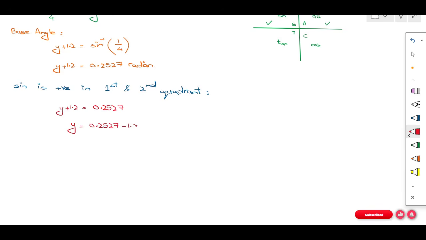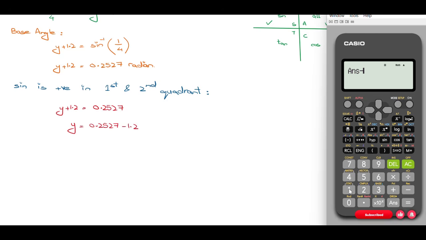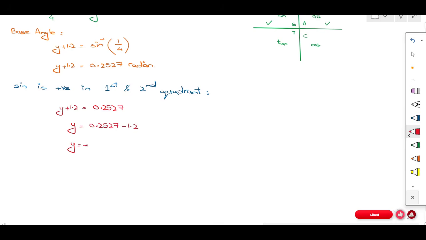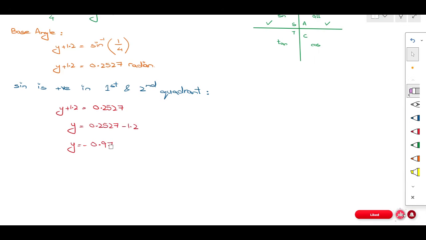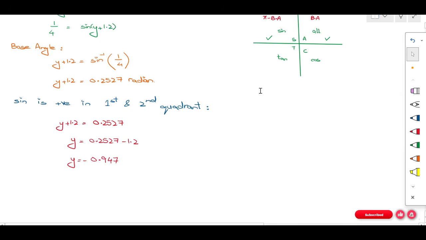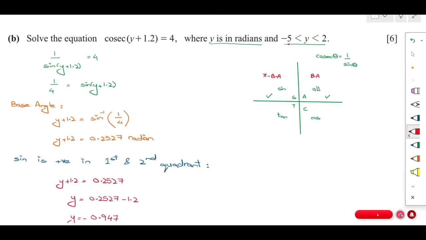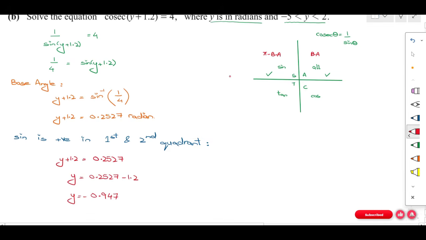0.2527 minus 1.2. Okay, let me solve this. Minus 1.2, this would be negative 0.97. Okay, y is negative 0.97, and we all know that 0.947, sorry, 0.947, 4 and 7. Okay, so 0.947 is in the range from minus 5 till positive 2.